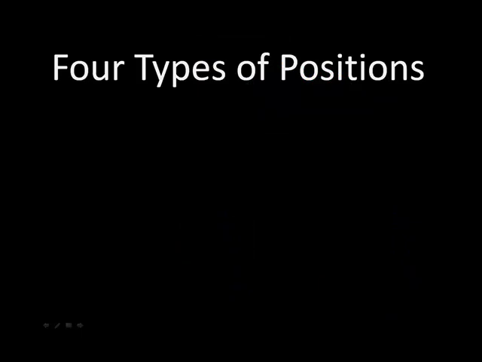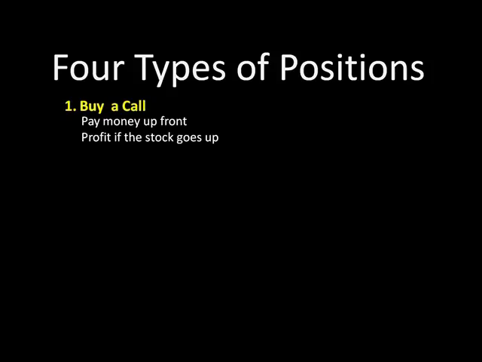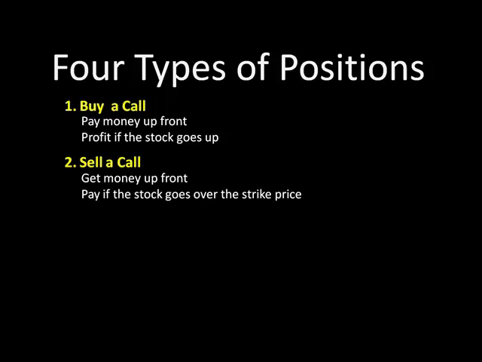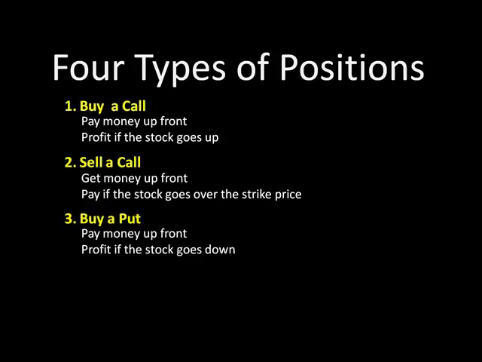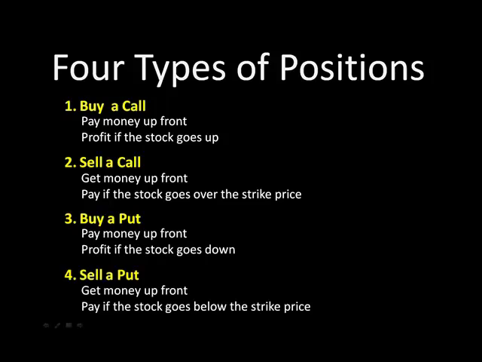So there are 4 basic option positions you could have. Buy a call, where you pay money up front and then profit if the stock price goes up. You could sell a call, where you get the money up front, but then you have to pay if the stock price goes up. You could buy a put, where you pay money up front and then profit if the stock goes down. Or you could sell a put, where you're getting the money up front, but then paying someone else if the stock goes below the strike price.